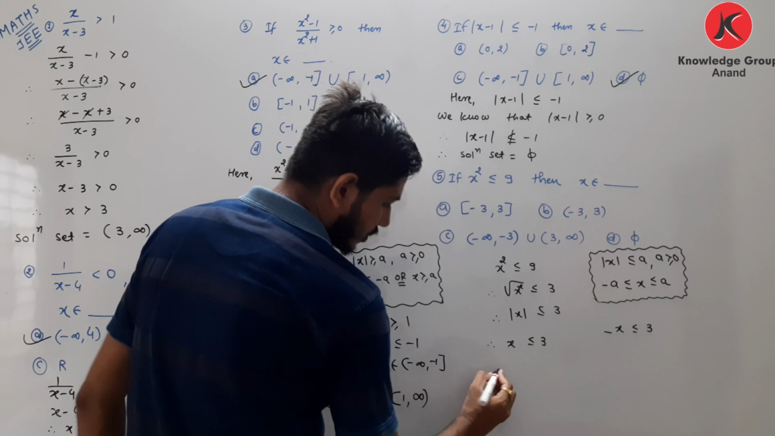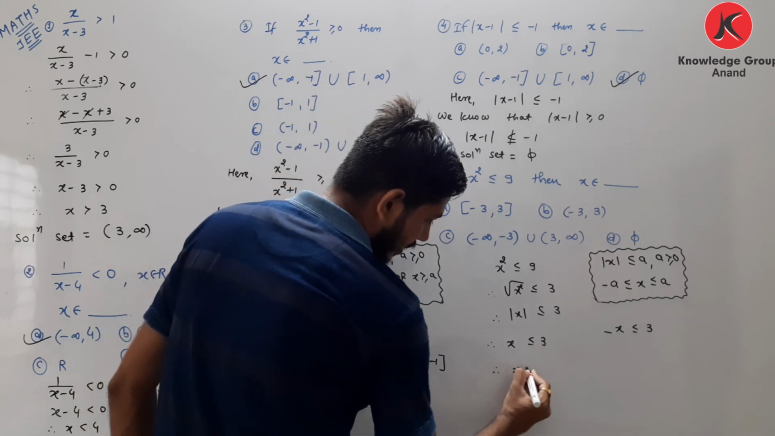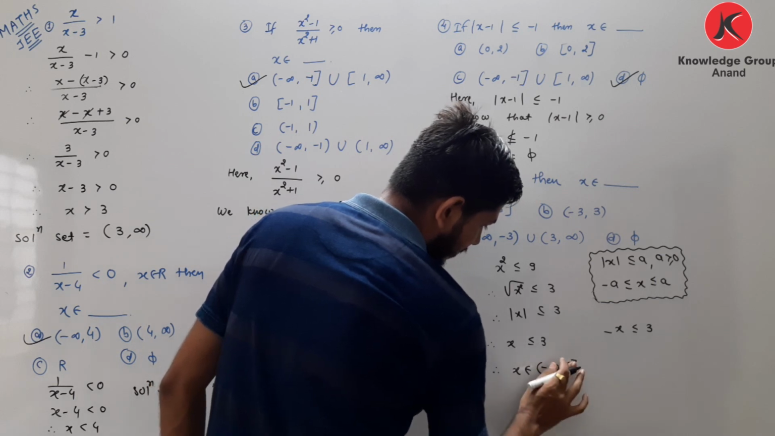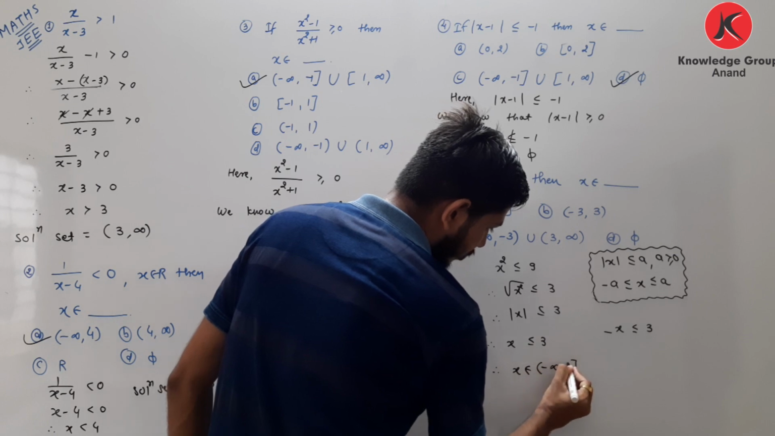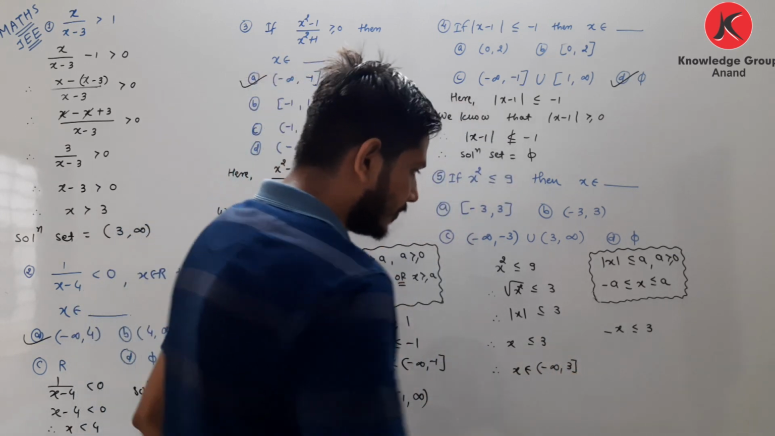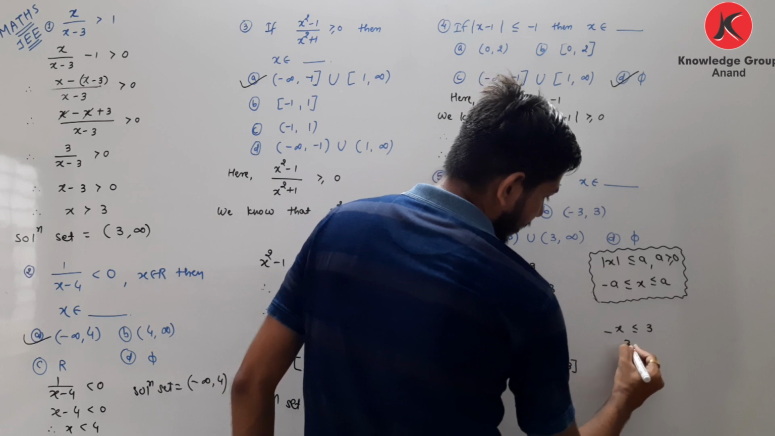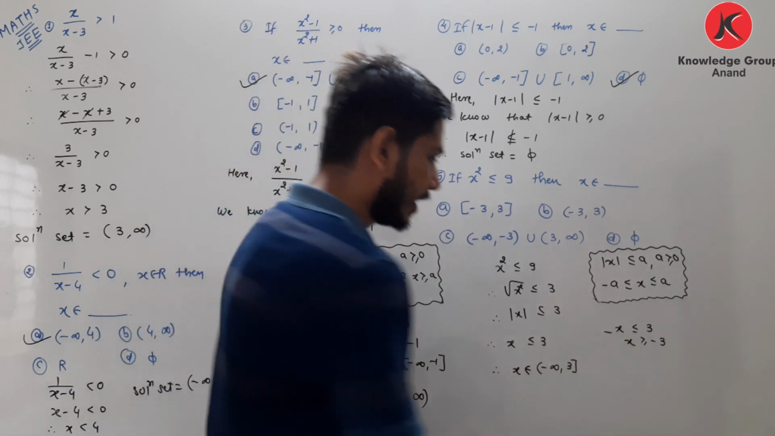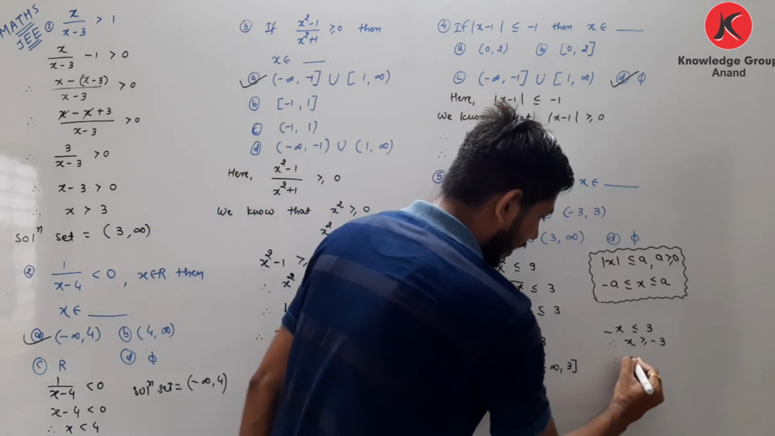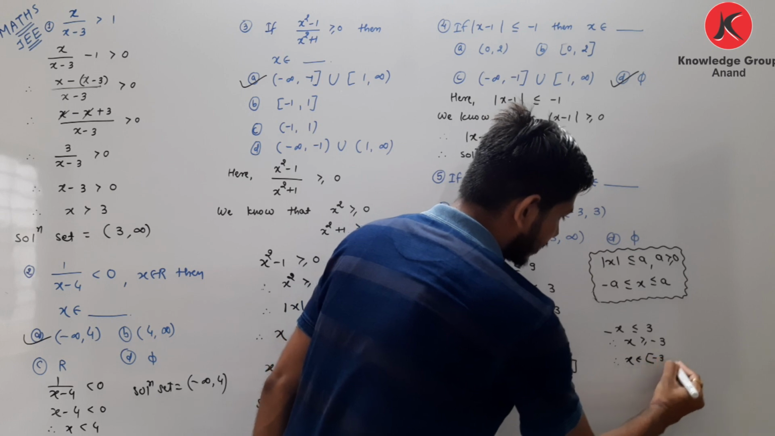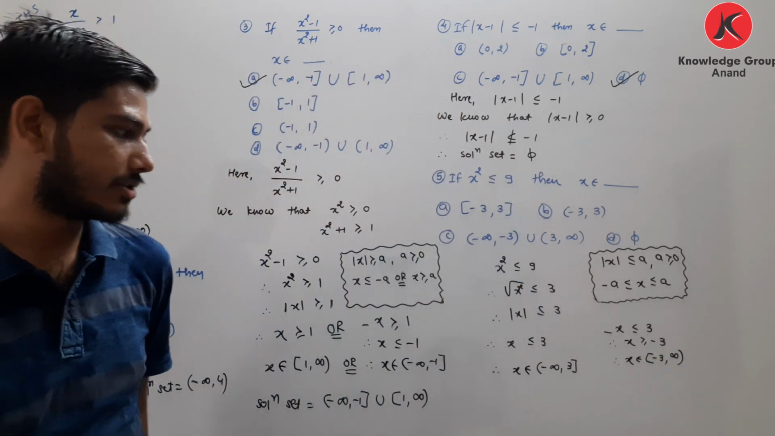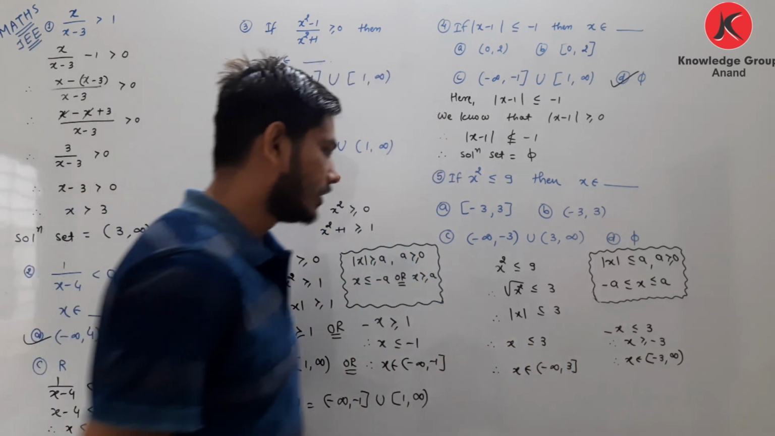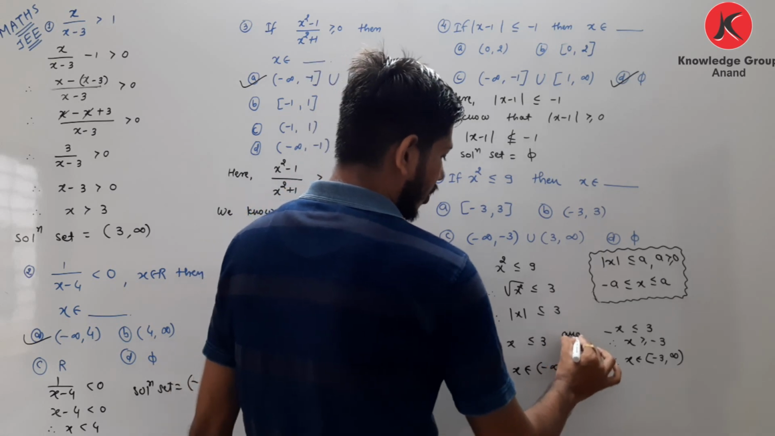x less than or equals to 3, that means we can say that x belongs to minus infinite to plus 3. Minus infinite to plus 3. And here x is greater than equals to minus 3, because we multiply by minus. Therefore, we are getting x belongs to minus 3 to infinite here. Now see here, and symbol is there, not or symbol.